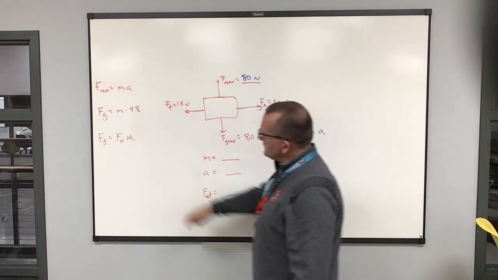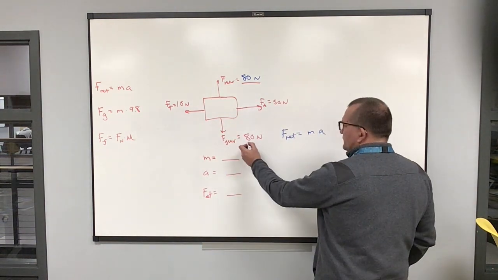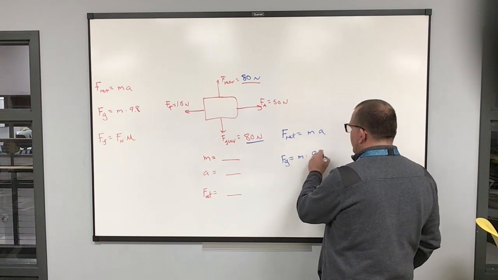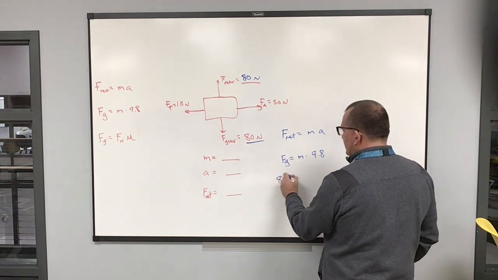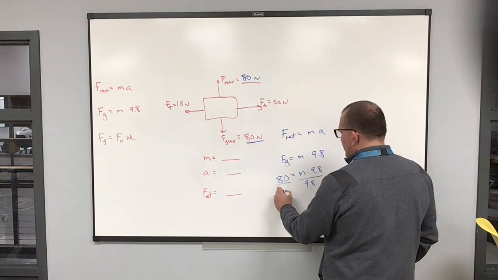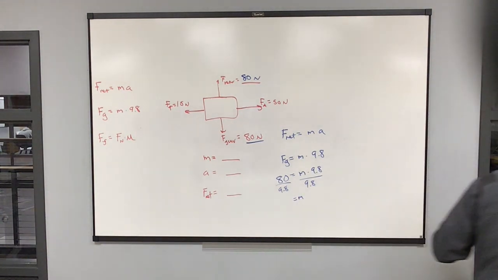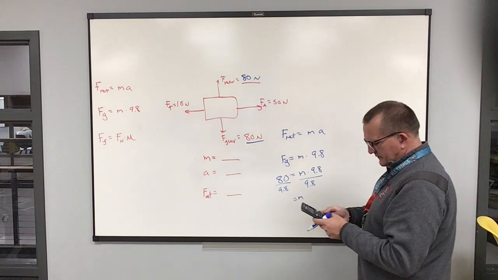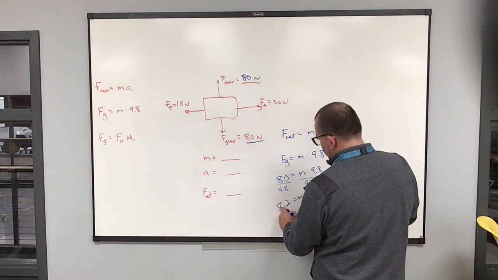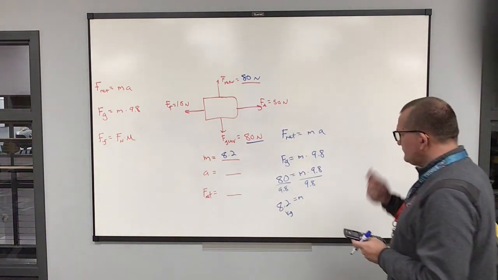Here's the other equation that's going to be beneficial. Gravity is equal to mass times 9.8. So my force of gravity is 80. So force of gravity equals mass times 9.8. My force of gravity is 80, equal to mass times 9.8. Divide by 9.8, and mass equals 80 divided by 9.8, which is 8.2 kilograms. So my mass, 8.2. So now I know mass.